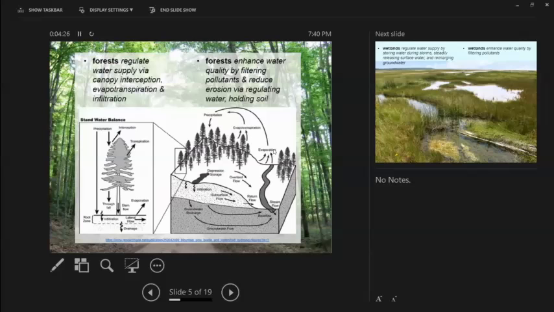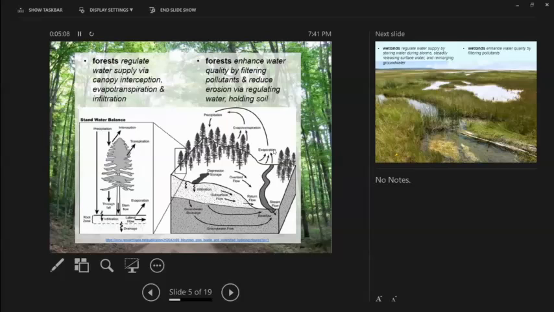So forests can regulate the water supply, and they do that through several different ways. So trees can capture rainfall. So for small rainfall events, if you're standing under a tree, you may never feel the rain, right? If it's only raining perhaps a couple of tenths of inches, the canopy of the tree will capture that water, and then eventually that water will evaporate away. If the storage in the canopy is exceeded, then we start to feel the rain underneath the tree. So that's one way that forests can help to regulate water.